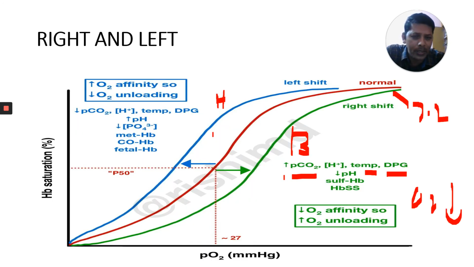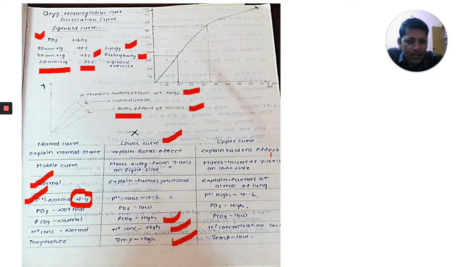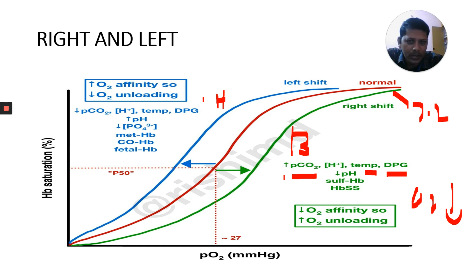When do we get this upper curve? It explains the Haldane effect. The curve moves towards the y-axis and away from the x-axis, which means it is going to the left side.